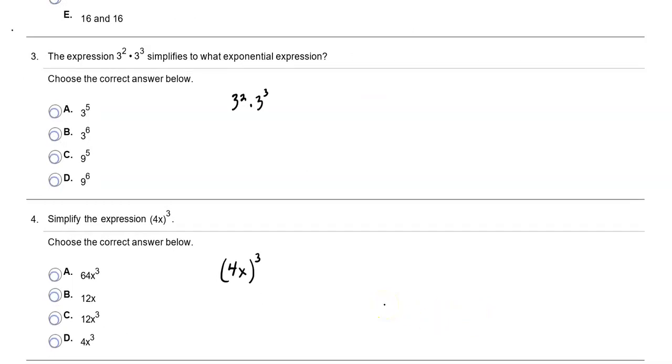The expression 3 to the second power times 3 to the third power simplifies to what exponential expression? If we take the expanded form of multiplication, we take 3 squared, which is the same as 3 times 3, and multiply that times 3 to the third, which is the same as 3 times 3 times 3. We end up with 1, 2, 3, 4, 5 threes, and that simplifies to 3 to the fifth power.